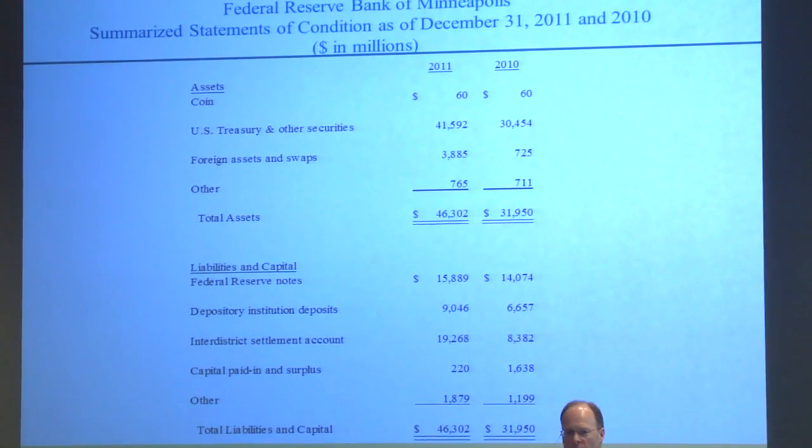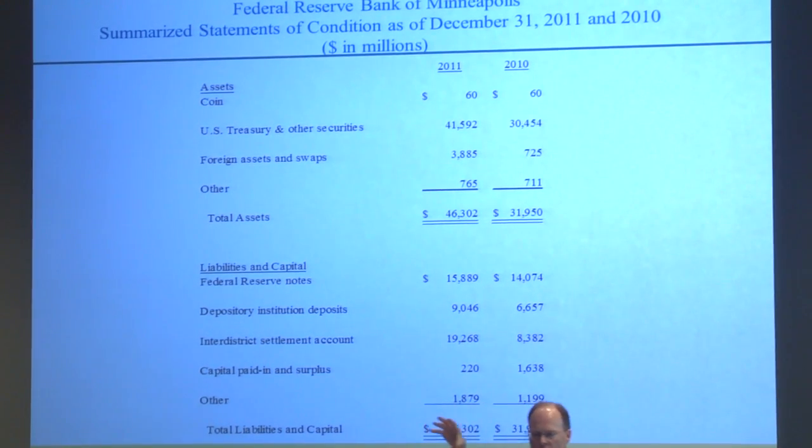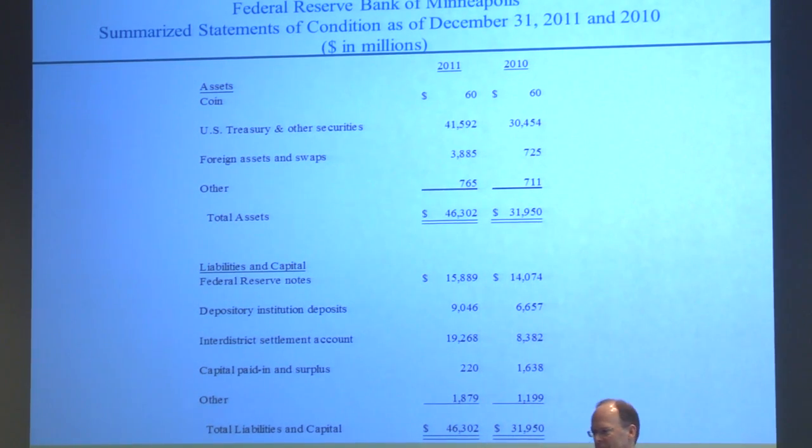In almost every other entity's balance sheet, you would have a cash account and it would be an asset. Well, in our balance sheet, we've got the coin account as an asset, but the currency, which is what Federal Reserve notes are, as a liability. That should drive you a little crazy if you're an accountant. When I first started at the Fed, it took me a while to figure this out. So here's the difference.